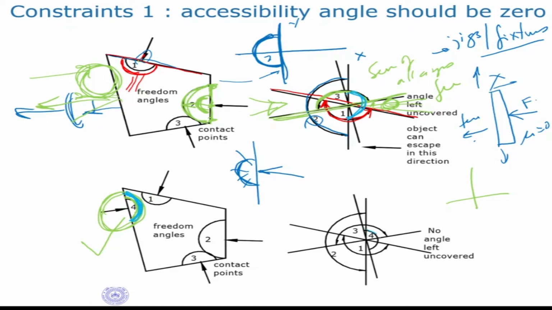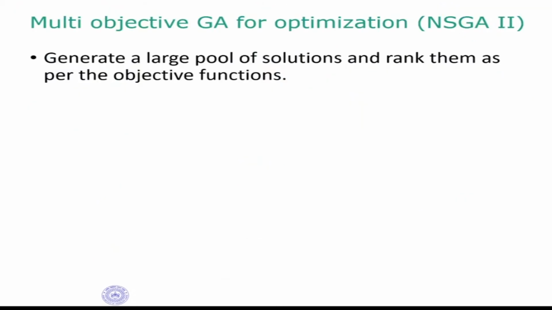So this is my angle, number 4. This angle which was free before here is covered now. If you look at this one now, there is no angle free. This means the object cannot go in any direction. That means the fingertips have been placed in such a way that all the directions of escape of the object are covered.